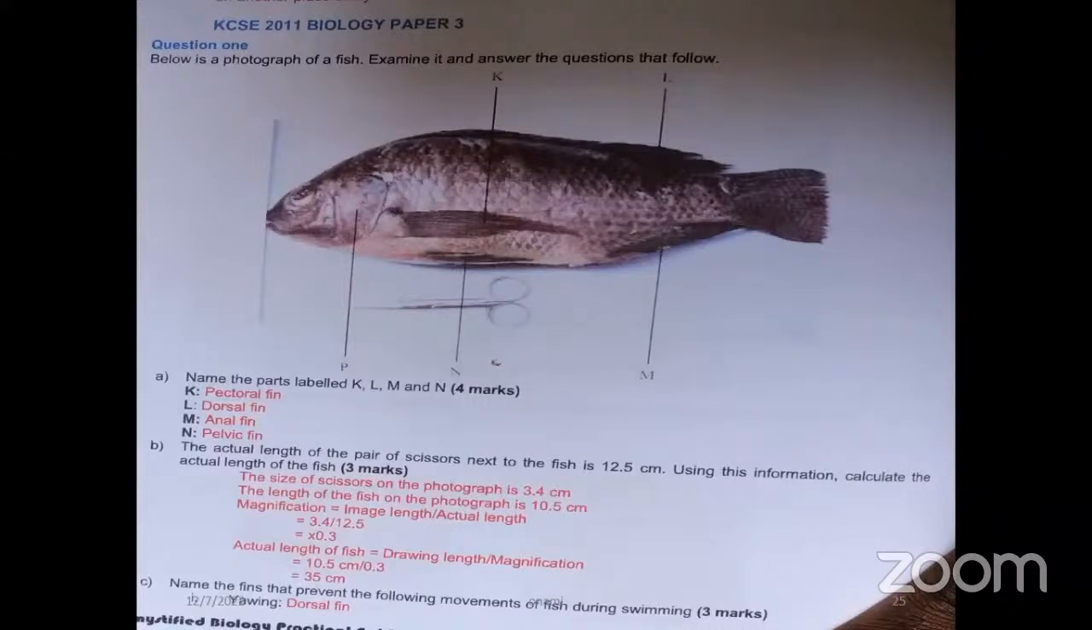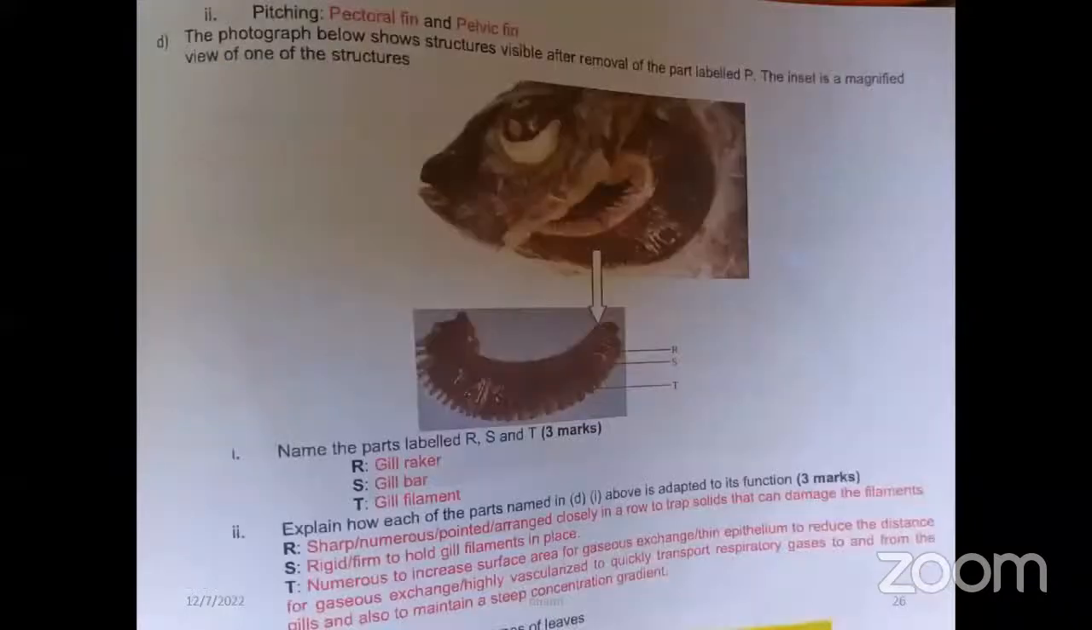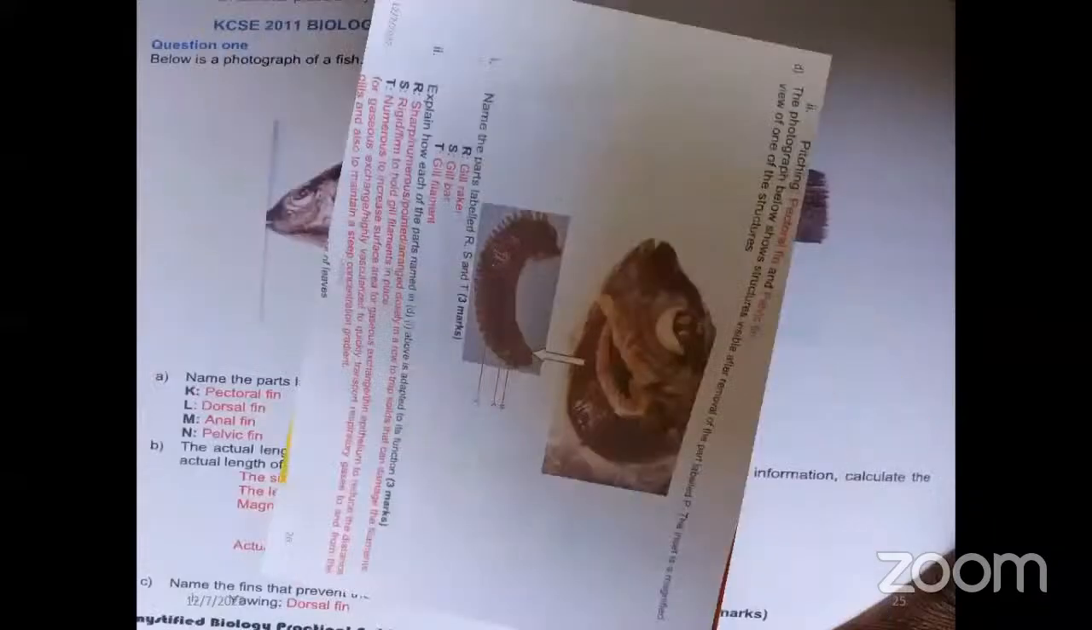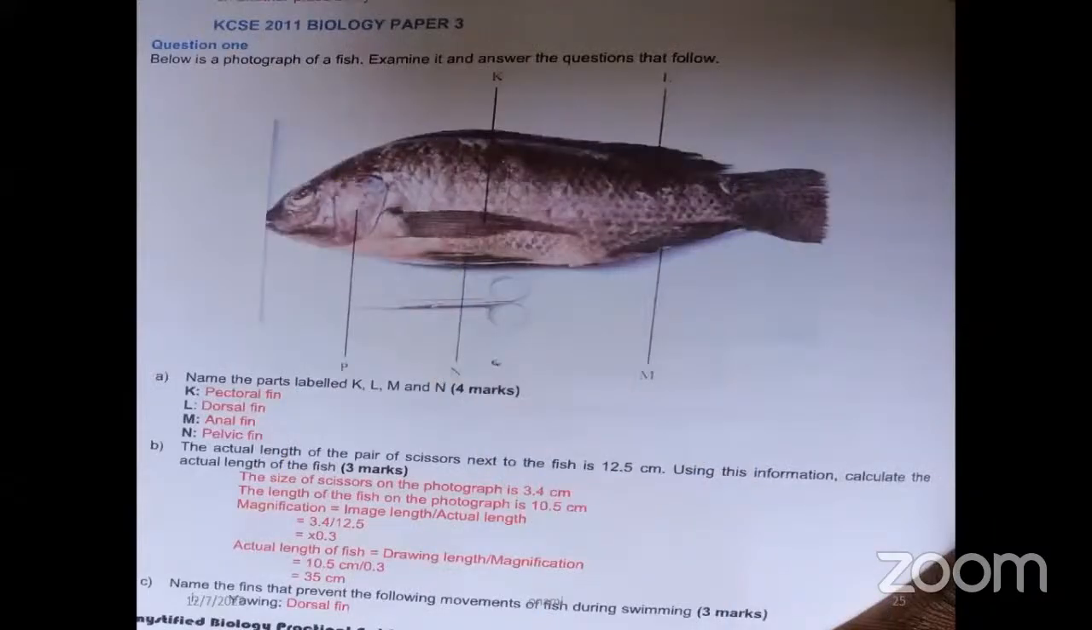Now that tells you that besides being asked to describe how the fish is able to move in water, besides being asked to describe the adaptation of the fish to its functions, you can be asked on a practical question to name the parts of the fish. And then a structure P can be extracted from the fish. Yes, we'll come to it. And then you can be asked a lot of questions from it.